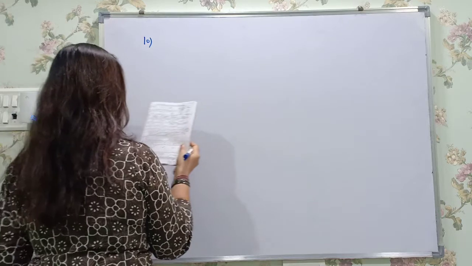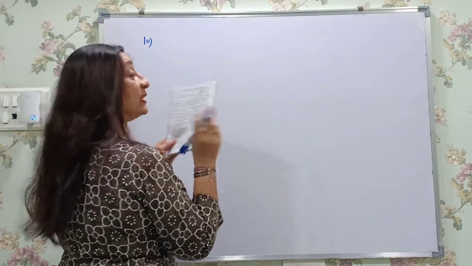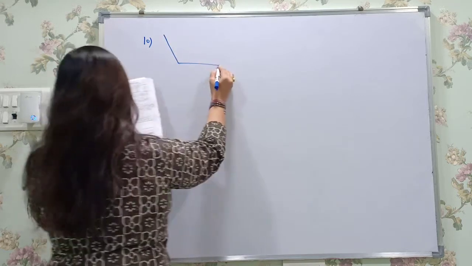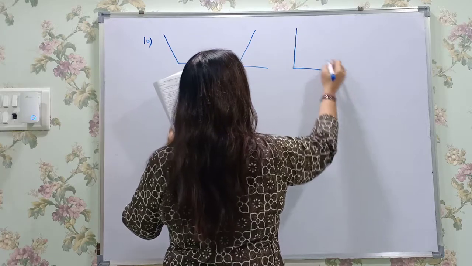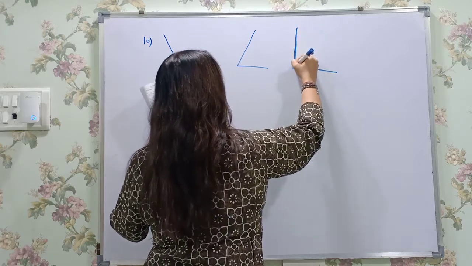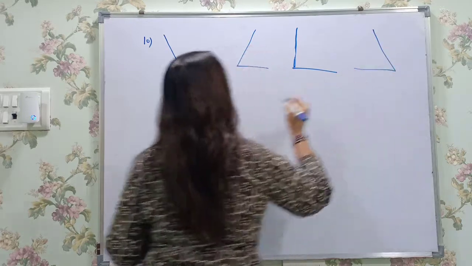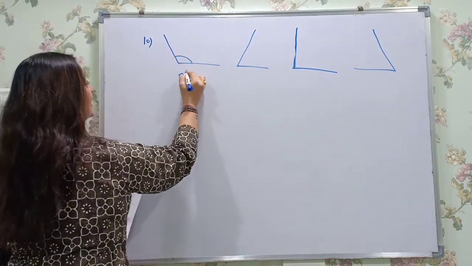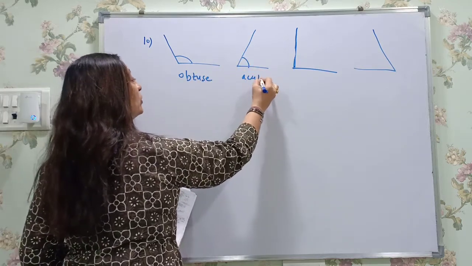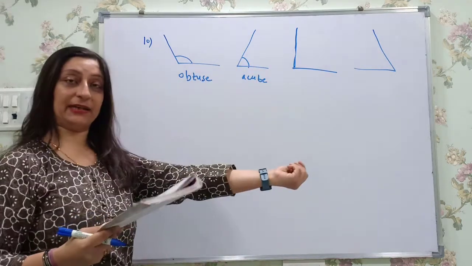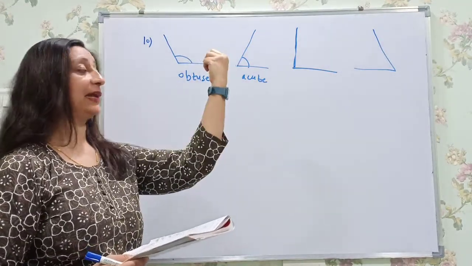By observing the given angles below, the measure of which angle can be said correctly without using any instrument. Now, look kids. What angle is this, kids? Yes, it is obtuse angle. What angle is this? Acute. What is obtuse angle? Obtuse angle is more than 90. So this is more than 90, this is less than 90, right? And exact 90 is this.